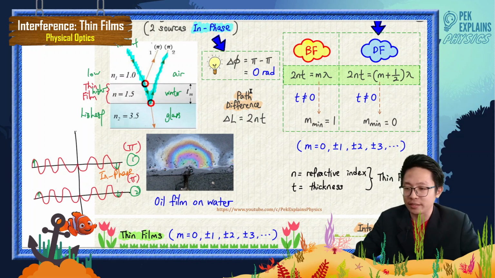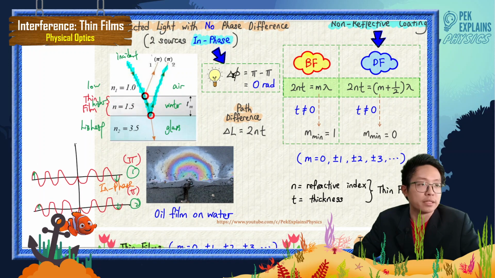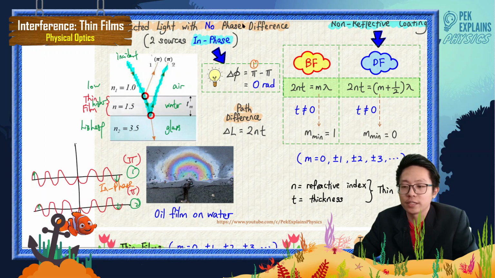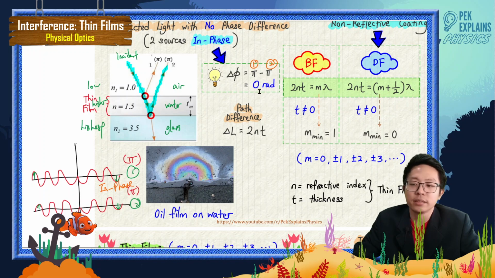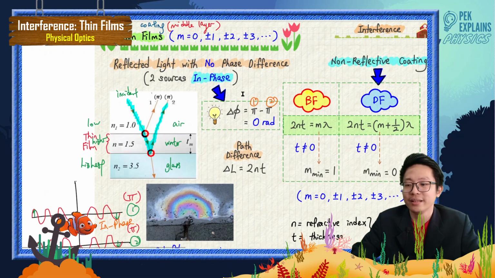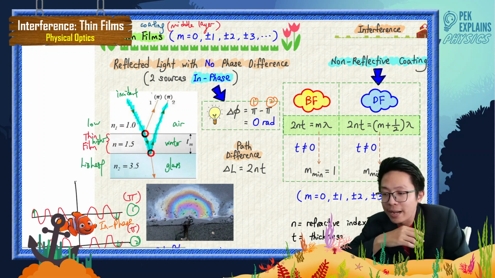Both are in phase. So what I can say is the phase difference between them, delta phi, is equal to pi minus pi. This is the pi radian for the first light, and this is the pi radian for the second light. Pi radian for first light and pi radian for second light minus 0. So in between them, there's no phase difference. So we can say 0 radian. These two reflected lights are pi minus pi, which becomes 0 radian.